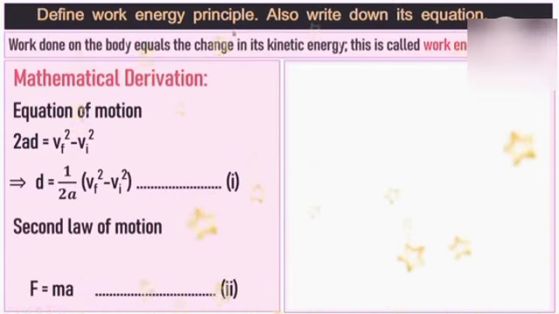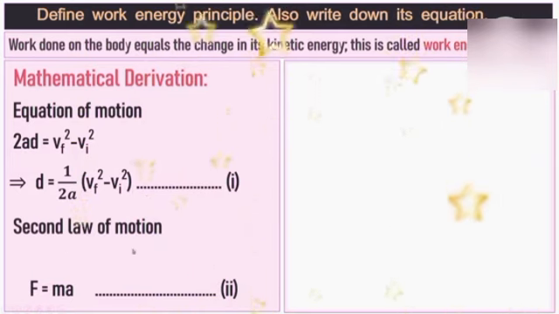Define work energy principle. Also write down its equation. Work done on the body equals the change in its kinetic energy. This is called work energy principle. Mathematical derivation: we know that equation of motion is 2ad is equal to Vf square minus Vi square, which implies that d is equal to 1 over 2a into Vf square minus Vi square. Let us suppose this is equation number 1.